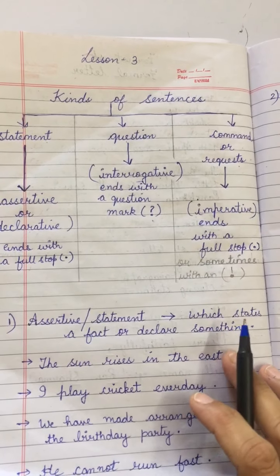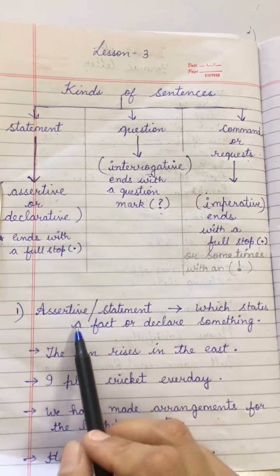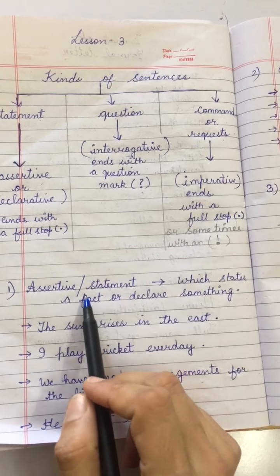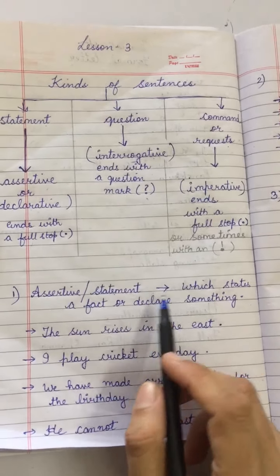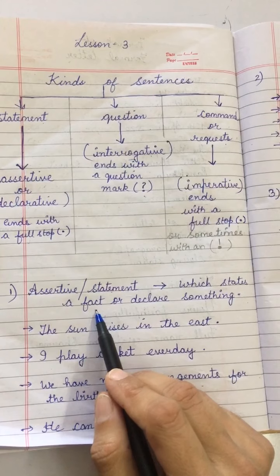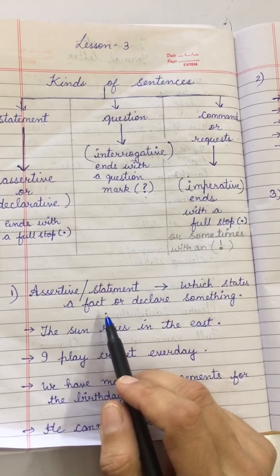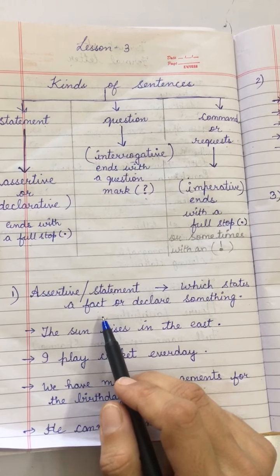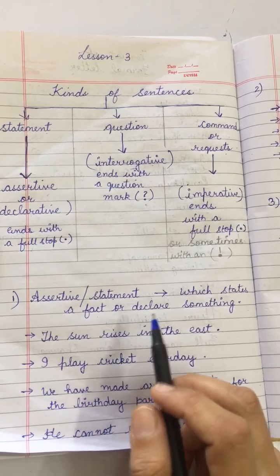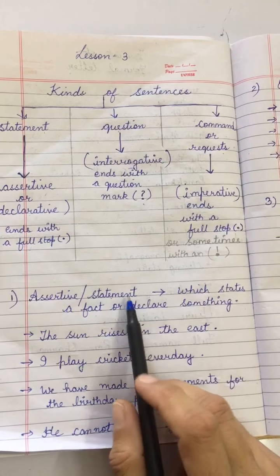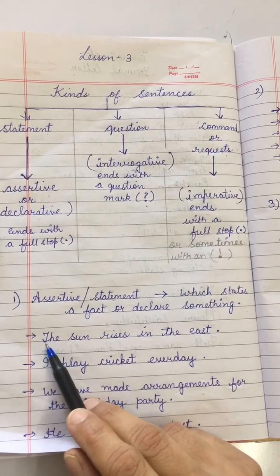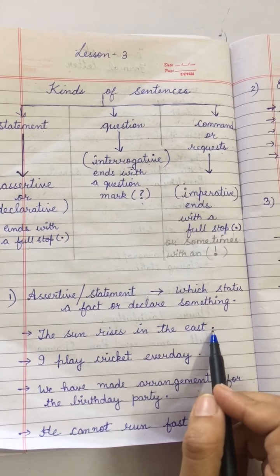Now let's understand each type of sentences one by one. The very first one is assertive or statement sentences. These sentences are used to declare something or to give a fact. That means sentences which guide me or provide me with certain specific information are called statement sentences. These sentences start with a capital letter and end with a full stop.